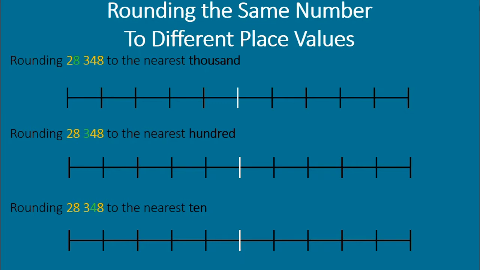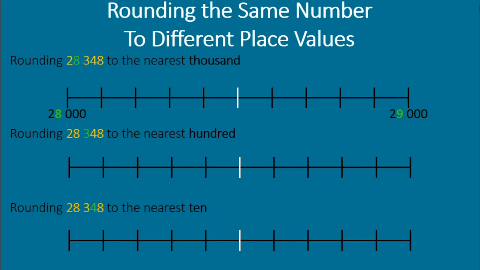28,348 to the nearest 1,000. First, I'll label the lower bound and upper bound of my number line. The lower bound will just be 28,000. The upper bound is changing that place value to make it one higher, so 29,000. We need to now label our middle value, halfway between 28,000 and 29,000. Just look at the lower bound, and next to the place value we're rounding to, let's put a 5. So 28,500.